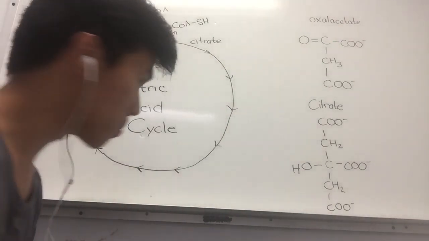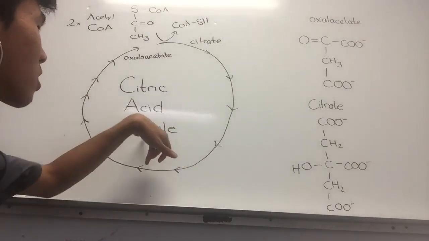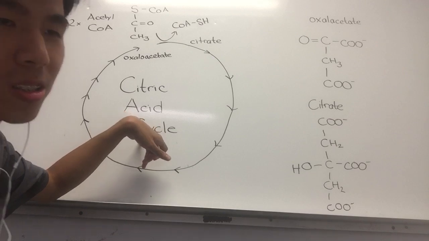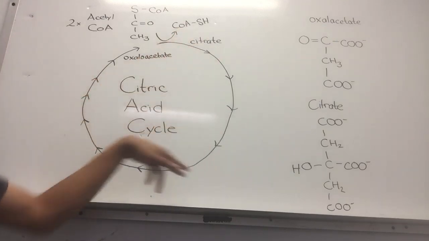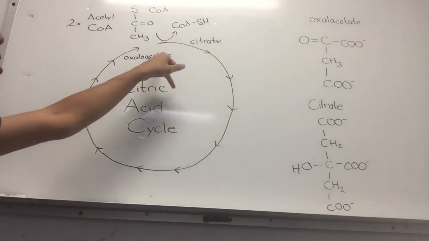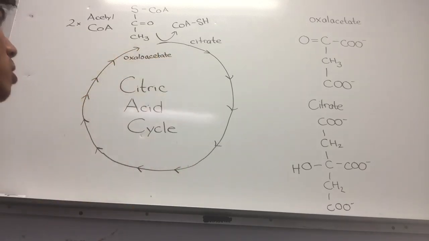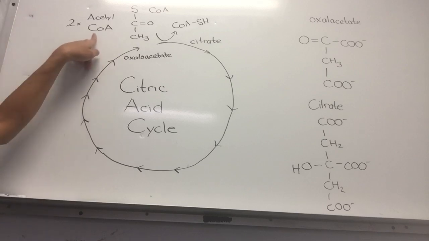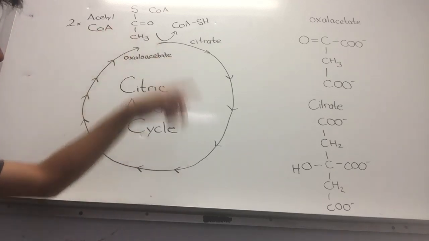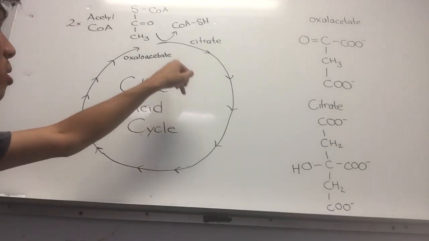Alright, so the next step in cellular respiration will be the citric acid cycle, also known as the Krebs cycle. This process is a cycle, so it goes in a circle. It starts with the same reactant and the product is the same, which is oxaloacetate. The cycle starts off with two acetyl CoAs, so since there are two of them, it's going to go through two cycles.